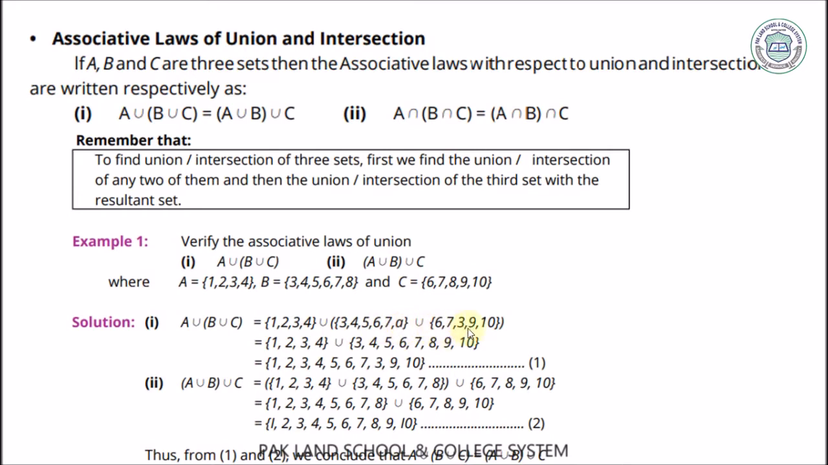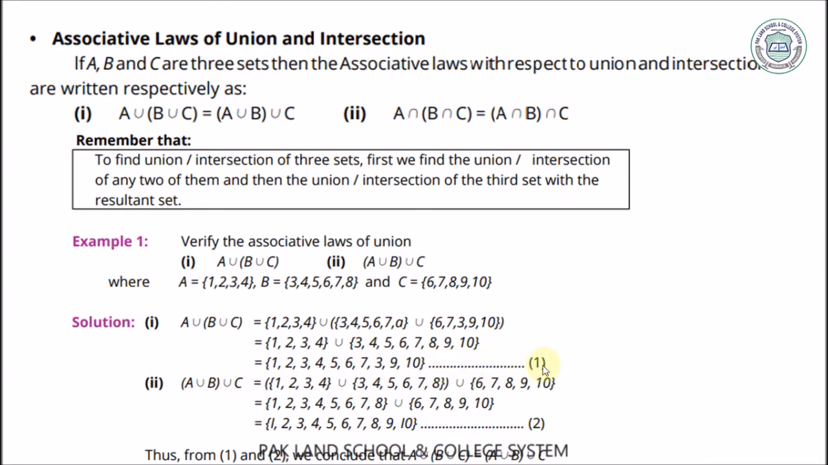8 union 6, 7, 8, 9, 10. Set A, 1, 2, 3, 4, we write as it is, and the union of B and C is 3, 4, 5, 6, 7, 8, 9, 10. And now the union of the resultant set and set A, we write all the elements: 1, 2, 3, 4, 5, 6, 7, 8, 9, 10.